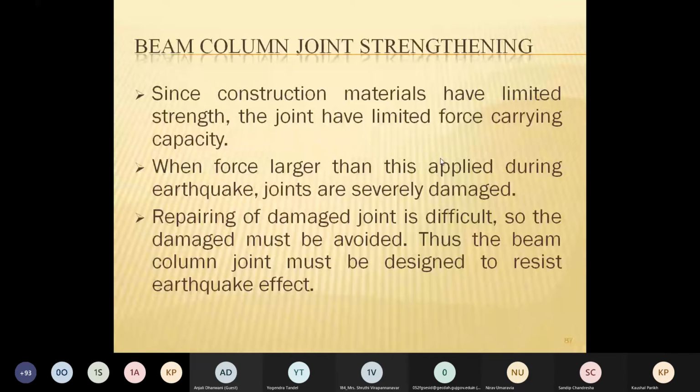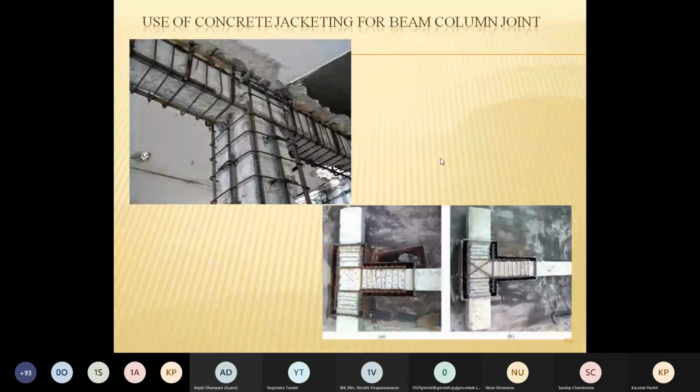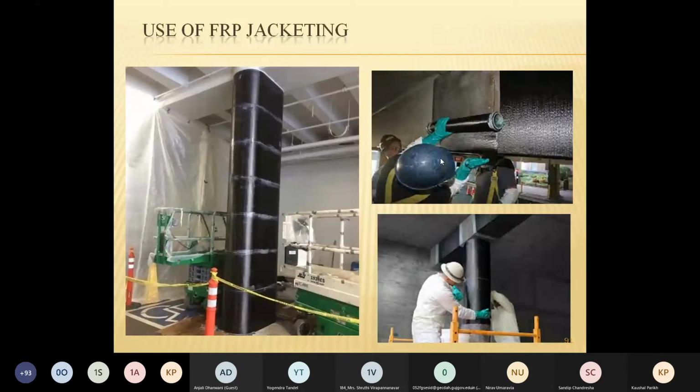Now, for beam column joint, maybe concrete jacketing can be used, maybe steel jacketing can be used, and another one is the FRP wrapping jacketing. Fiber reinforced polymer wrapping jacketing can be carried out. See some of the images which can be shown over here, which are used for the beam column joint. The first one is the concrete jacketing. Another one which is used is the steel jacketing for a beam column joint, and the FRP jacketing may be used for a column, for a beam, or for the beam column joint.